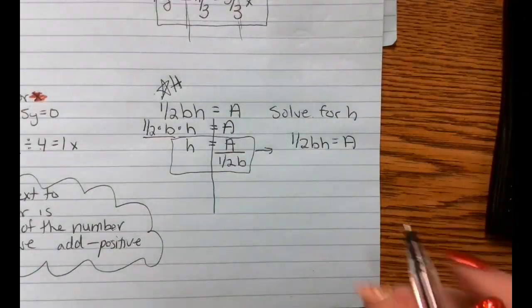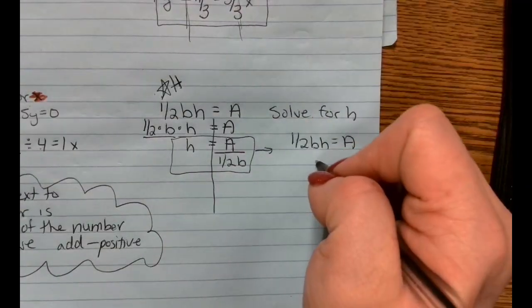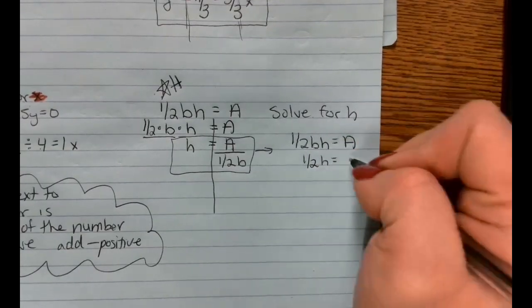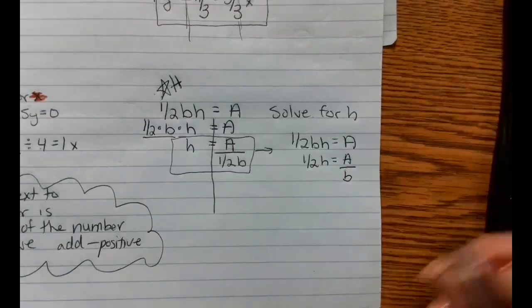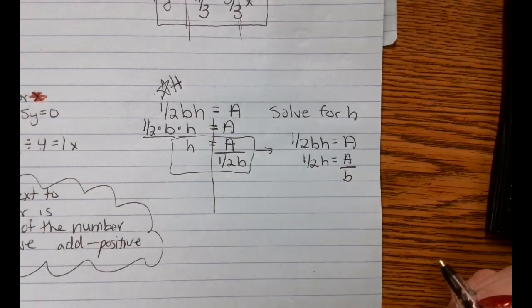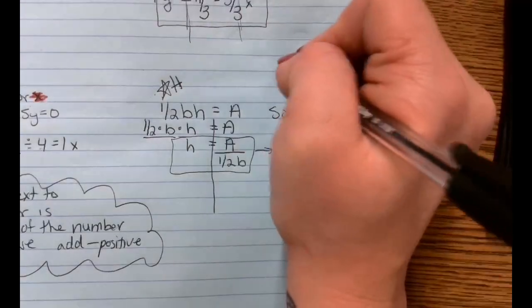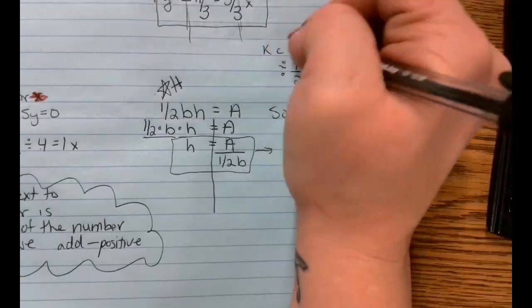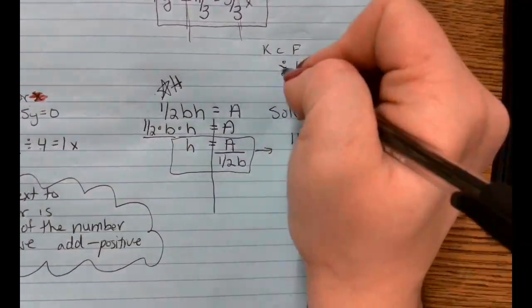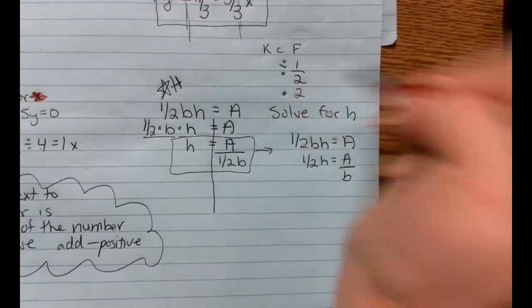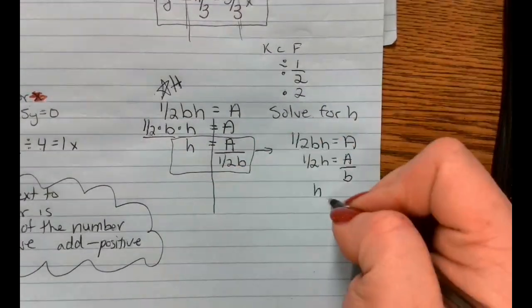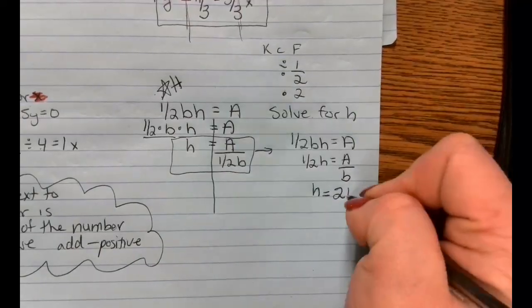So another way you can do it is go ahead and divide by that b. So you end up with 1/2 h equals a over b. And then instead of dividing by 1/2, you can take the reciprocal. I don't know if you remember that, but whenever you divide by a fraction, you're actually doing that thing called keep, change, flip. Do you remember that? So you change the division sign into multiplication, and then you flip the fraction. So you actually multiply by 2. So instead of writing this little kind of gross looking thing, we can do 2 times a over b.